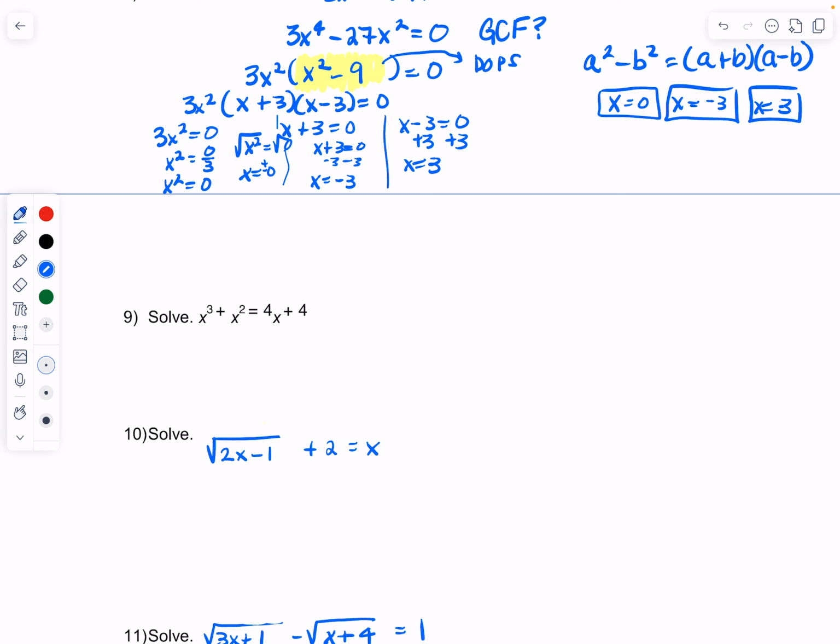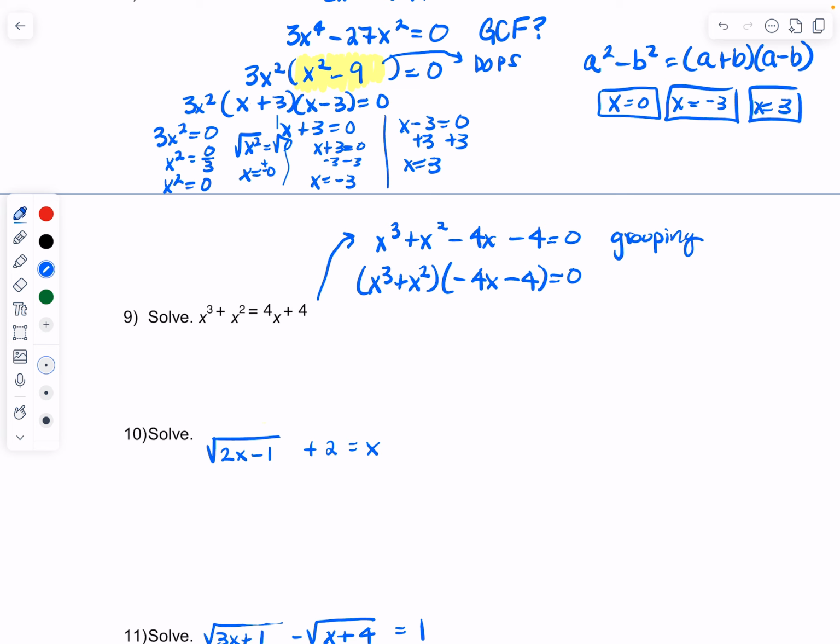Solve x cubed plus x squared equals 4x plus 4. I'm going to go ahead and move everything on the left-hand side. Okay, and just double check, make sure I have all my signs okay. I see 4 terms, so I'm going to use grouping. And there's no GCF, by the way. So I'm going to group the first 2 together. And then I'm going to group the last 2 together. Now I'm going to take out the GCF.